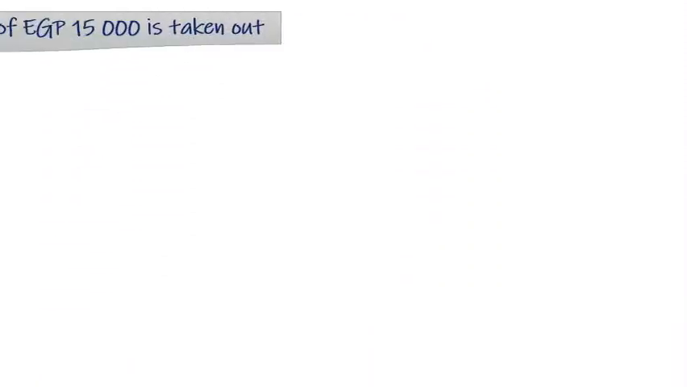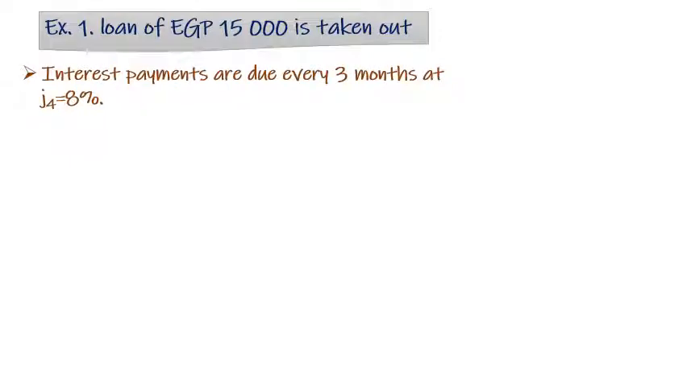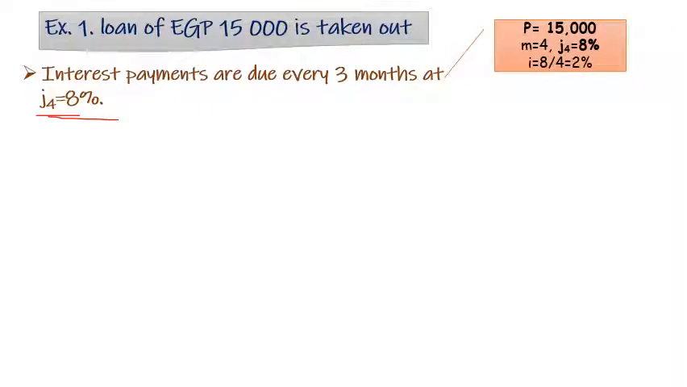Let me show an example of a loan of 15,000 Egyptian pounds, where the interest payments are due every 3 months, or at the end of each quarter, at an annual interest rate of 8%. So the principal is 15,000 Egyptian pounds, and m refers to the number of periods per year. The annual interest rate is 8%, but the quarterly interest rate will be 8/4 equals 2%, which means this borrower will pay 2% interest at the end of each quarter.